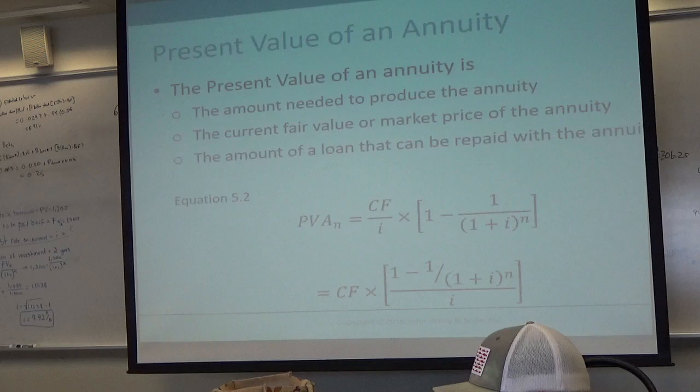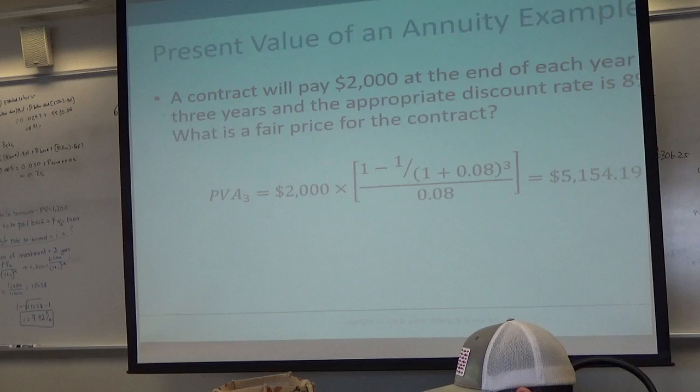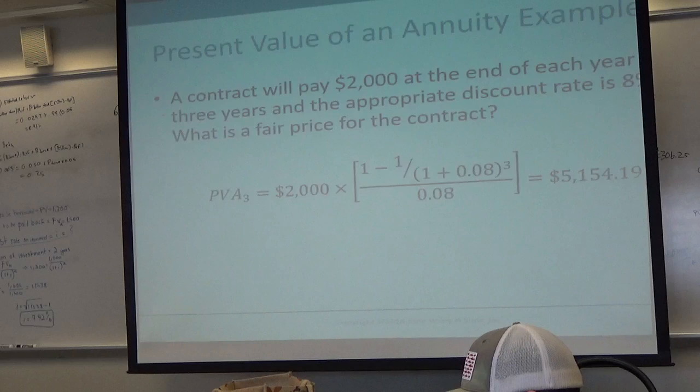So this is an example which gives you 2,000 at the end of 3 years with a discount rate of 8%, plugging it into the equation and shown here to get an answer.